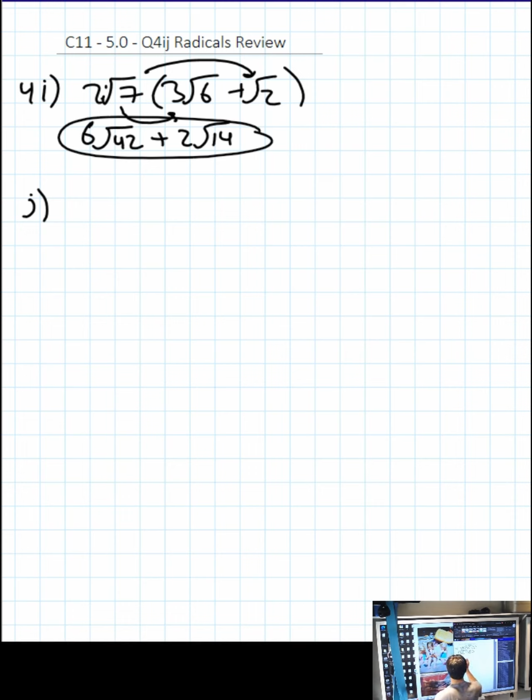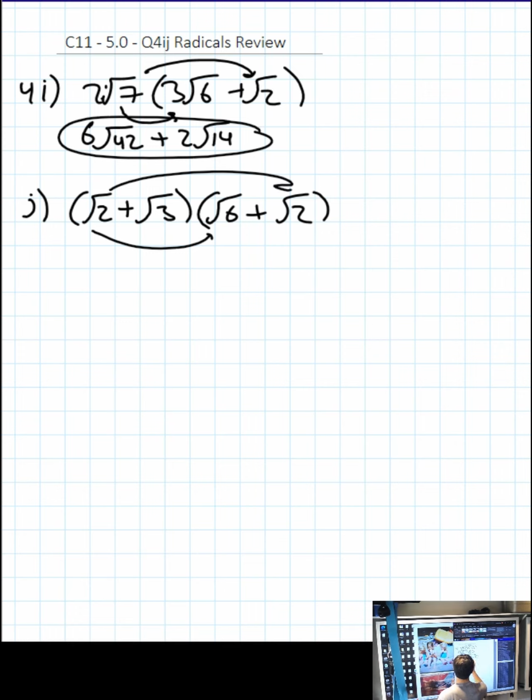Okay, we have 4J. We have open bracket, root 2 plus root 3, close bracket, open bracket, root 6 plus root 2. So now we're going to FOIL it out. So 2 lines above, 1, 2, and 2 lines below, 1, 2. There are FOIL lines. So first to the first, to the outside. Good. Great. So first to the first will be root 12. Root 2 times root 6 is root 12. Then we have root 2 times root 2, which is root 4, which is just 2. Then we have plus root 18. Then we have plus root 6.